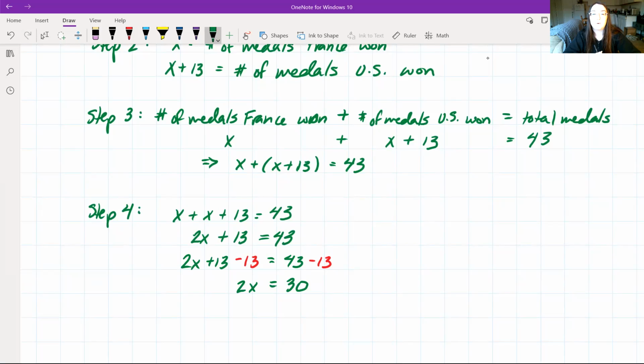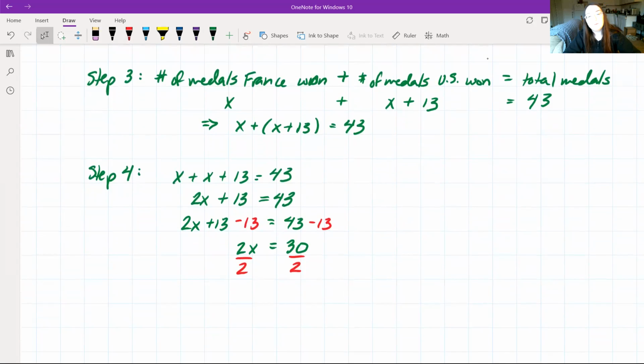And now we want to solve for x. So we need to divide each side by 2. And when we divide 2x by 2, that's just going to leave us with x. And 30 divided by 2 is 15. So we have x is equal to 15.